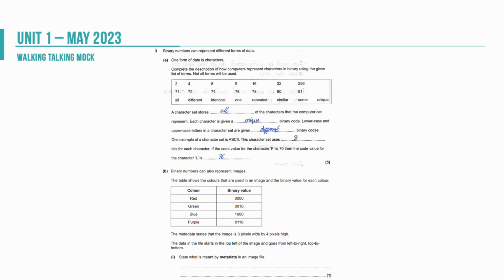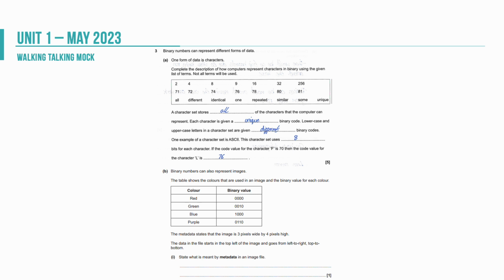It tells you that an F is then a 70, and all you need to do is count up. So if an F is 70, what would L be? And the answer to that is 76, and it is 6 higher than F. It then goes on to talk around some binary images, and we're told that 0000 is red, 0010 is green, and so on for blue and purple. We're going to need that on the next page.